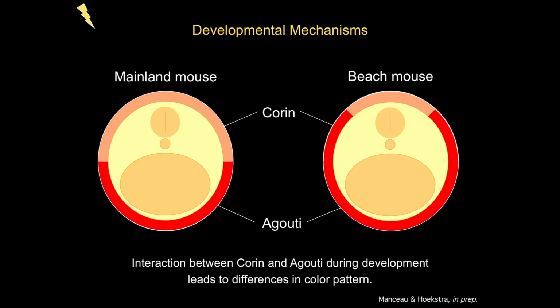In the mainland mouse, agouti seems to be expressed in the belly. So again, you're looking at a cross-section of a mouse, facing you, sort of cut in half. Corn has a very complementary pattern. It's expressed in the back. And we think that in beach mice, what happens is that you overexpress agouti, and then the corn expression retracts. And that changes where that dorsal-ventral boundary is.